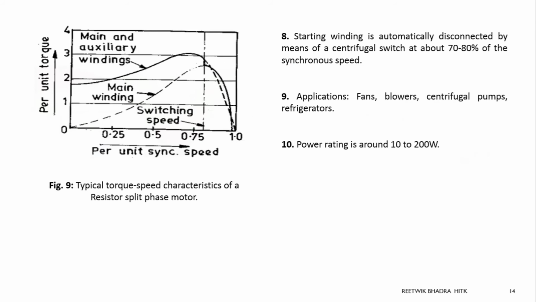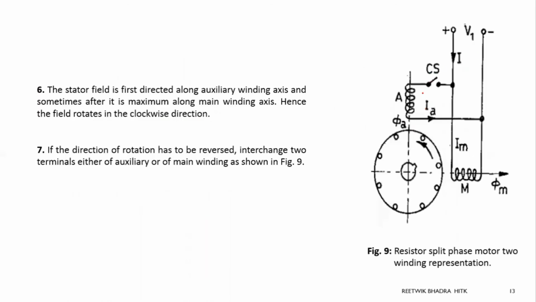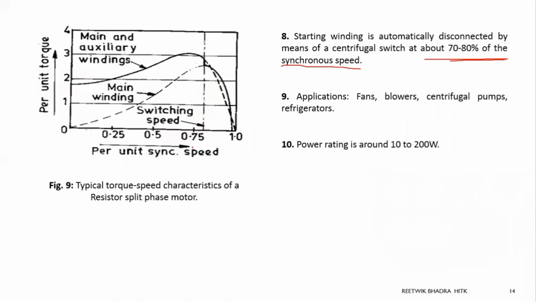Now what happens over here, this auxiliary winding is no longer required after the main operation starts. As it reaches around 70 to 80% of the synchronous speed, more close to the synchronous speed, this switch is turned off. So now the rotor operates on this phi m only. The field produced by this phi m, it rotates by that only.